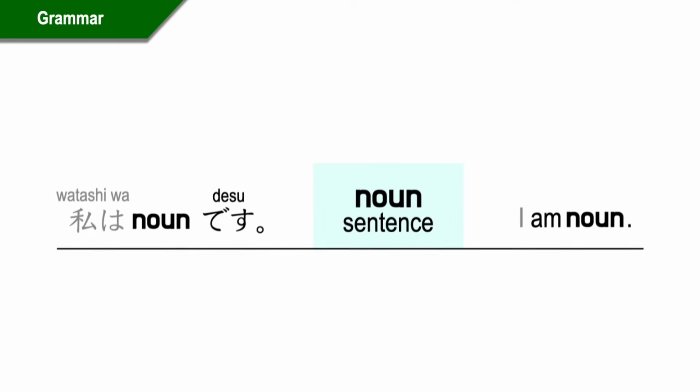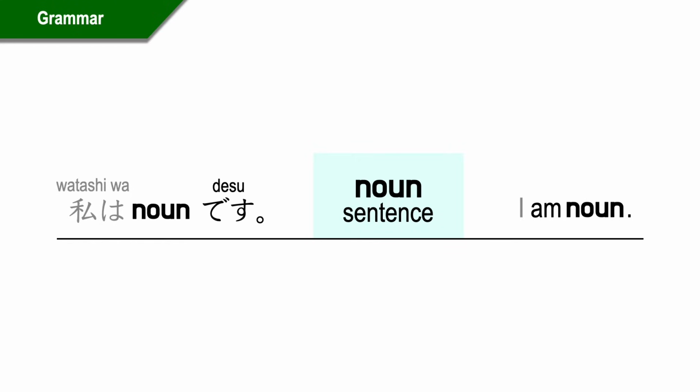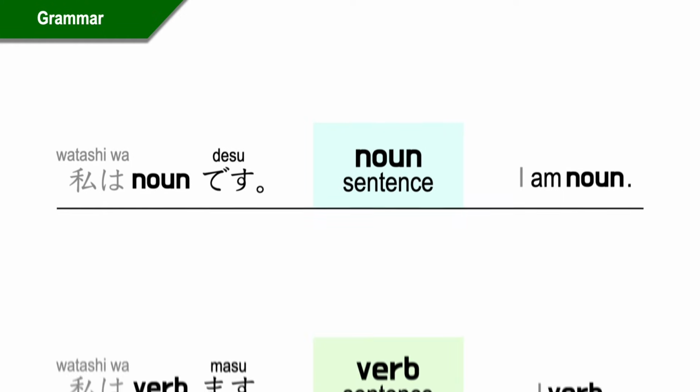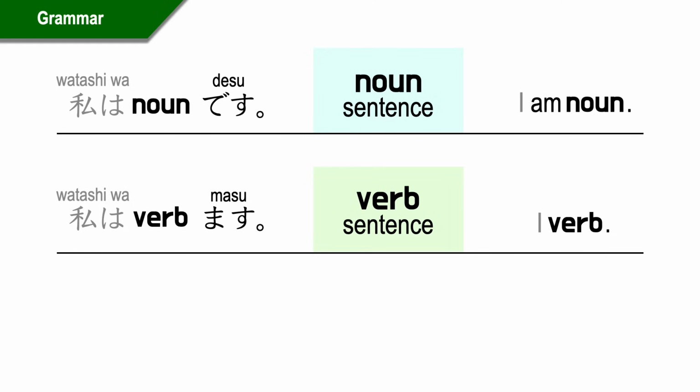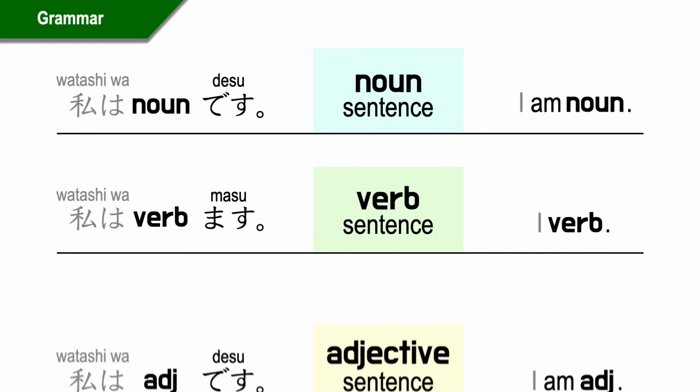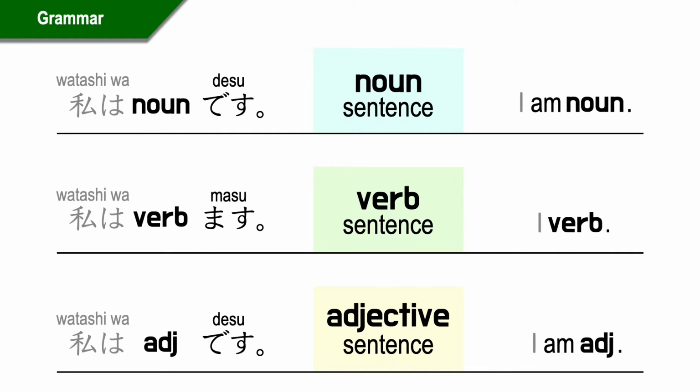So, since lesson 1, every sentence we have learned so far has been a noun sentence. For example, 私は noun です。I am noun. Every noun sentence ends with a noun, meaning the predicate is a noun. And today we will learn verb sentences. And in lesson 8, we will start learning adjective sentences. For noun and adjective sentences, to be polite, です is added at the end of the sentence. That's all you have to do to be polite.